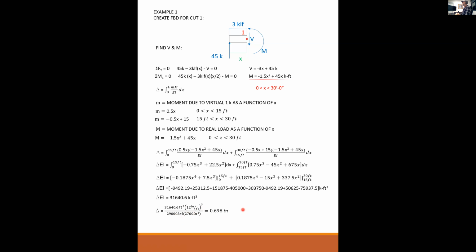The answer is positive. So what does that tell you about the answer? Does it mean it's in the direction of where you put your virtual load? That is exactly right. It means that it is in the direction that I assumed my virtual load. I assumed the virtual load was going down, so this is actually a downward deflection. But this is one of those where plus or minus doesn't mean up or down. Plus or minus means that it was either in or opposite to the direction that you assumed when you set up the problem.